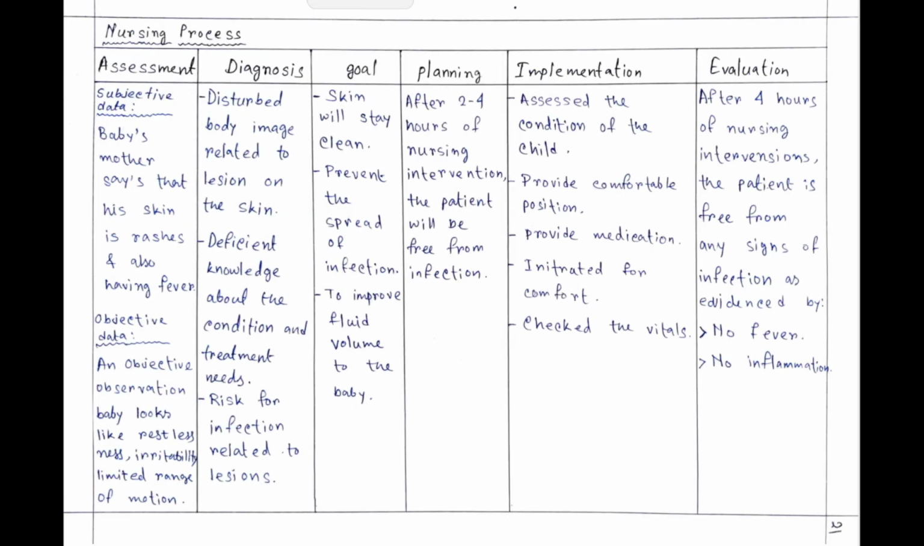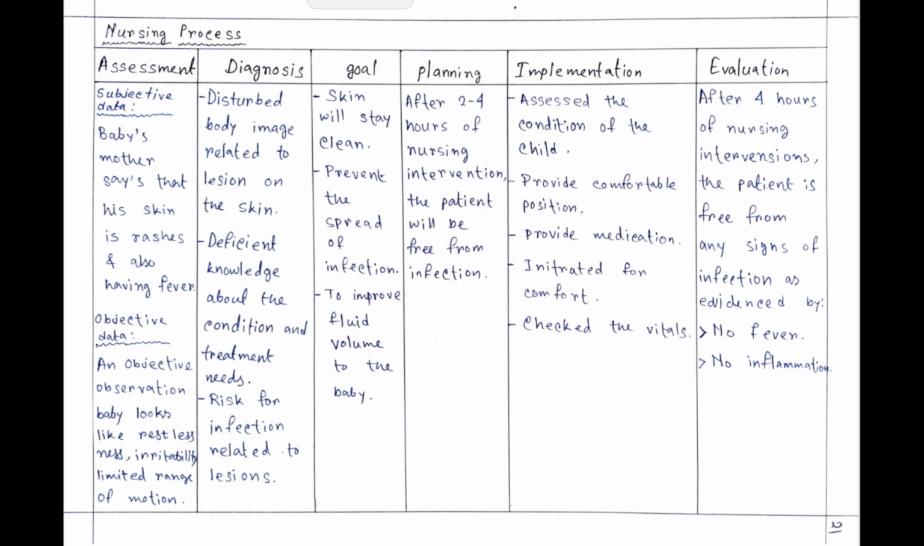Next is nursing process assessment, subjective data. Baby's mother says that his skin has rashes and he also has fever. Objective data and observation: baby looks restless, irritable, limited range of motion. Diagnosis: disturbed body image related to lesions on the skin, deficient knowledge about the condition and treatment needs. Risk for infection related to lesions. Next is goal. Skin will stay clean, prevent the spread of the infection, improve fluid volume in the body.